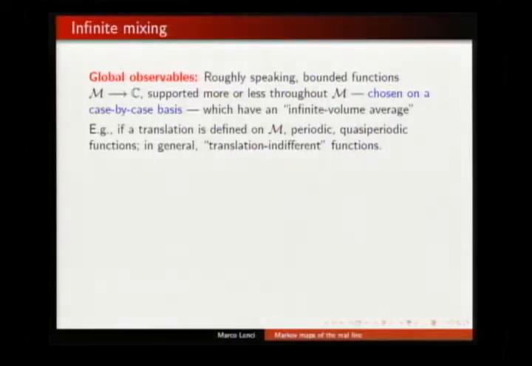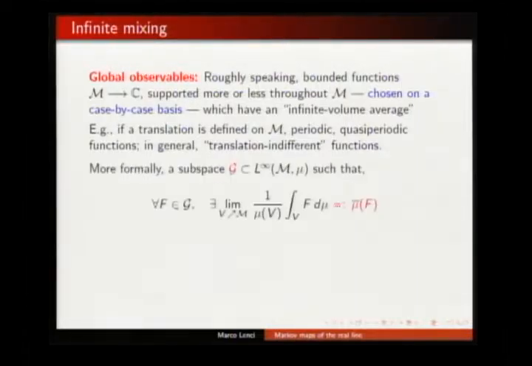Once again, I'm not telling you what the global observables are for each system that you can think of. You have to choose your own global observable depending on what you like and what you can prove. But I'm giving you general ideas.